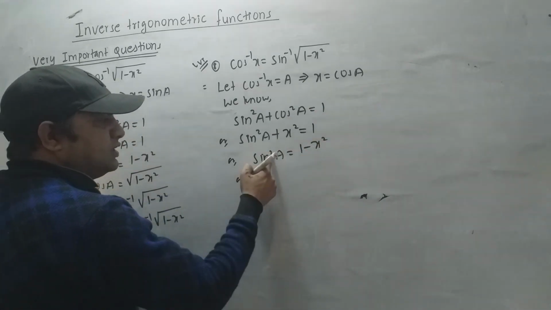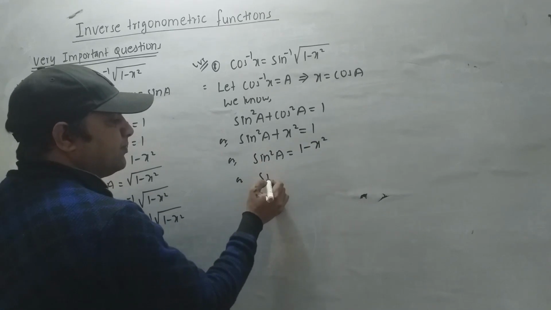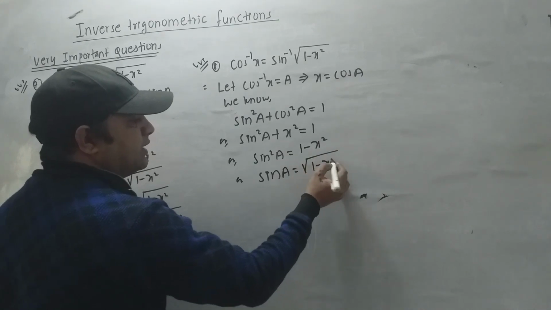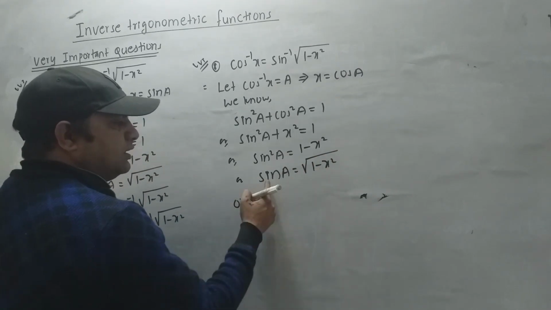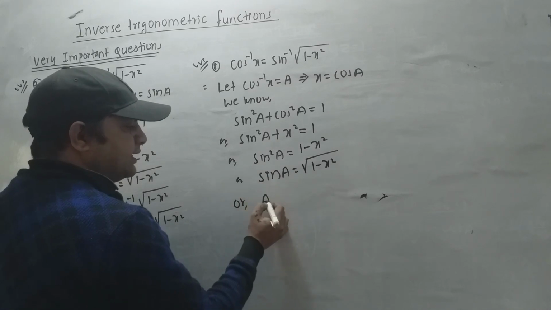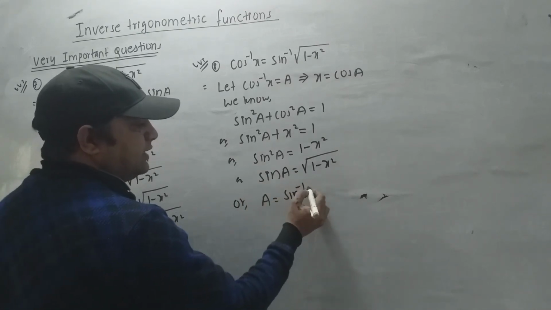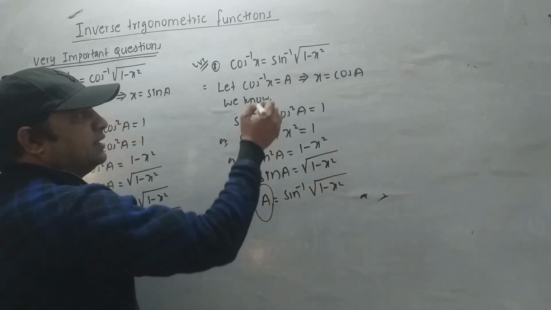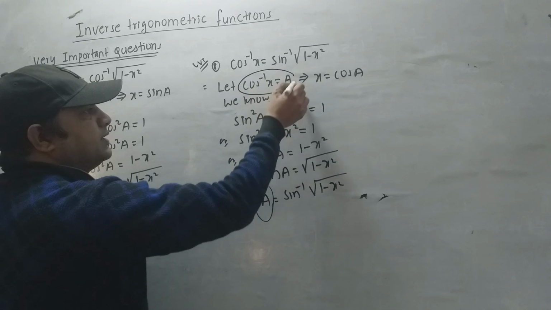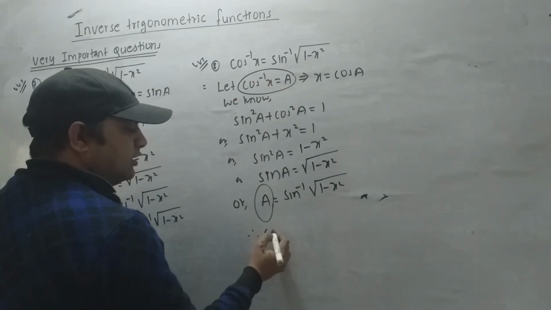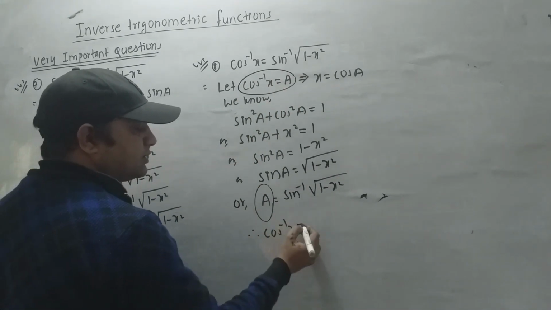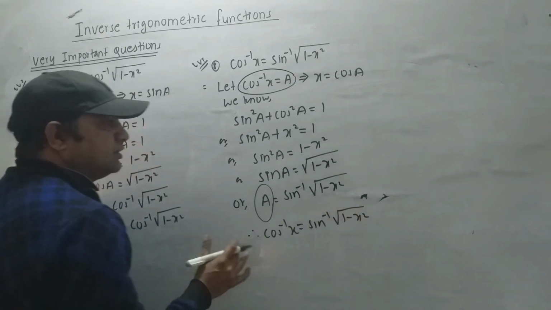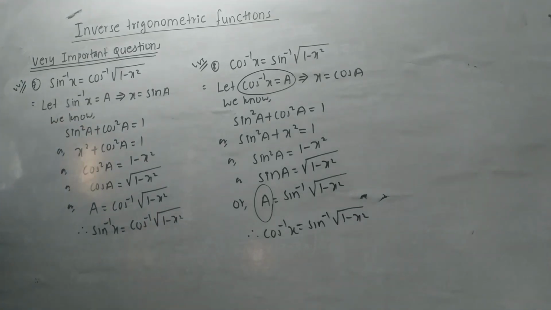Now this square is removed, now the square root is introduced, or sin a equals under root of 1 minus x square. Or sin, you take it to the right hand side, a equals sin inverse under root of 1 minus x square. Now for this a, what can you replace here? Cos inverse x. Therefore the formula for cos inverse x will be sin inverse under root of 1 minus x square. So these two are frequently asked questions.